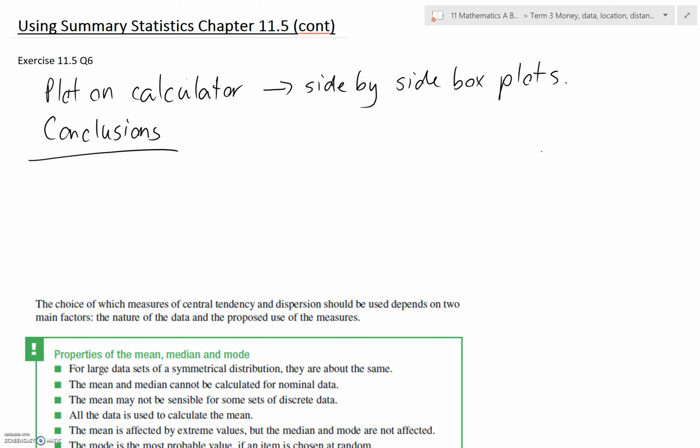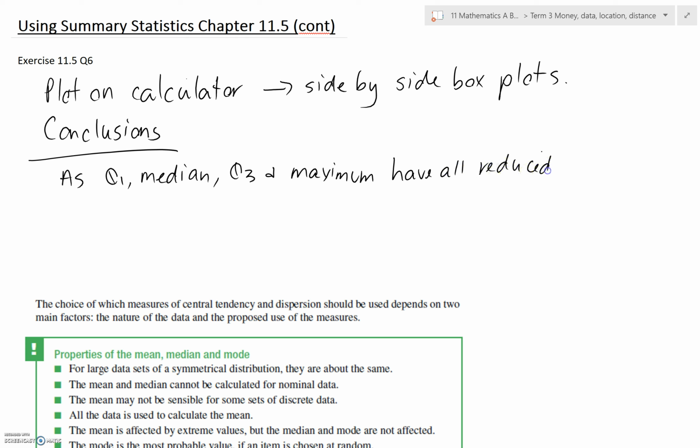So what types of things can we talk about? In this case, we could say something like, as Q1, the median, Q3, and the maximum have all reduced or gone down, we can say that this program that they're talking about here actually shows some level of success.